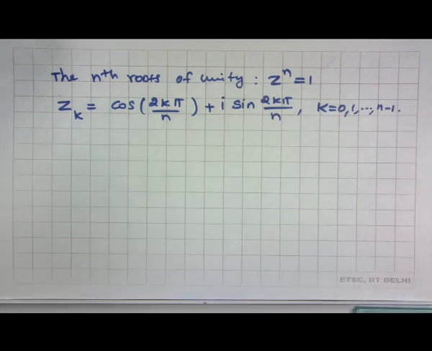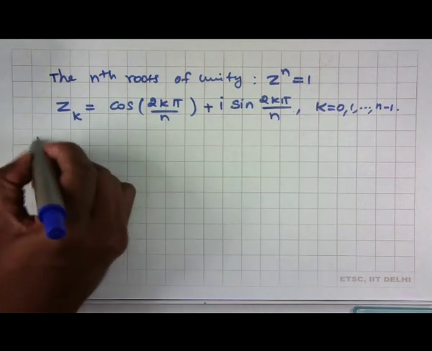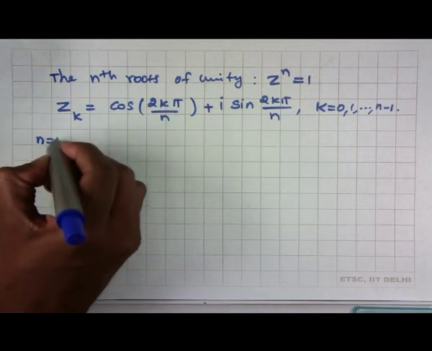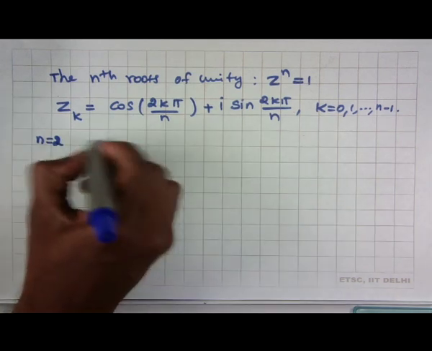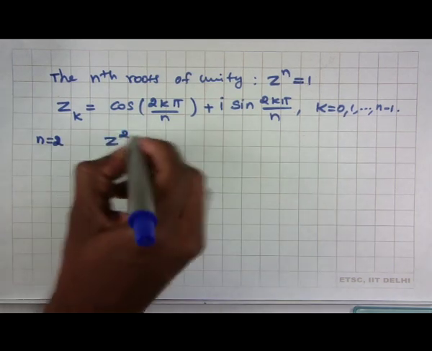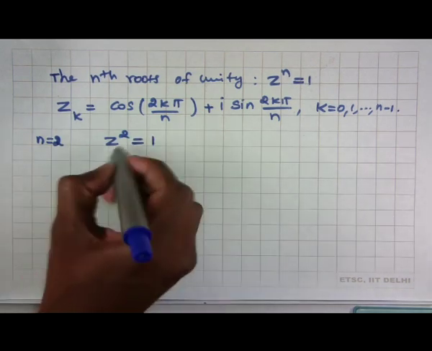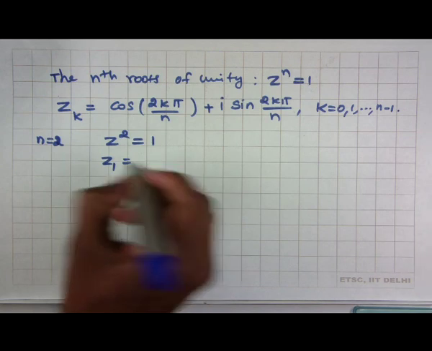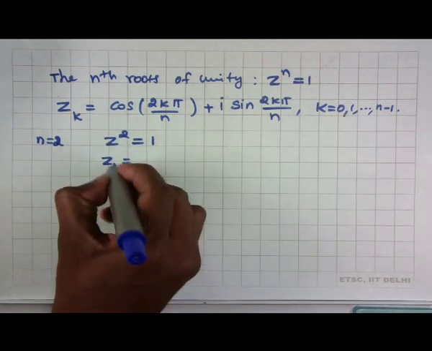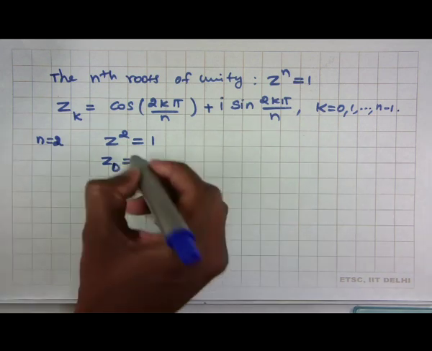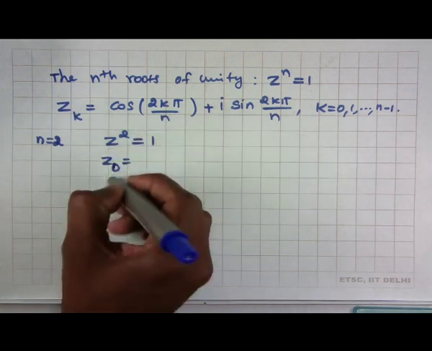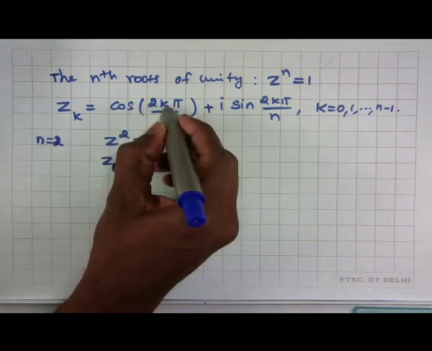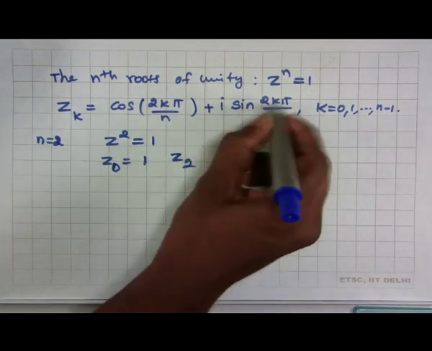Now again, let us repeat whatever we have done before. For example, if we take n equal to 1, that is the trivial case. Let us take n equal to 2, then we are looking for z square equal to 1. Here, by this index notation, z0 is given by, since n is 2 and the first k value is 0, cos 0 is 1 and sin 0 is 0, and then z1.